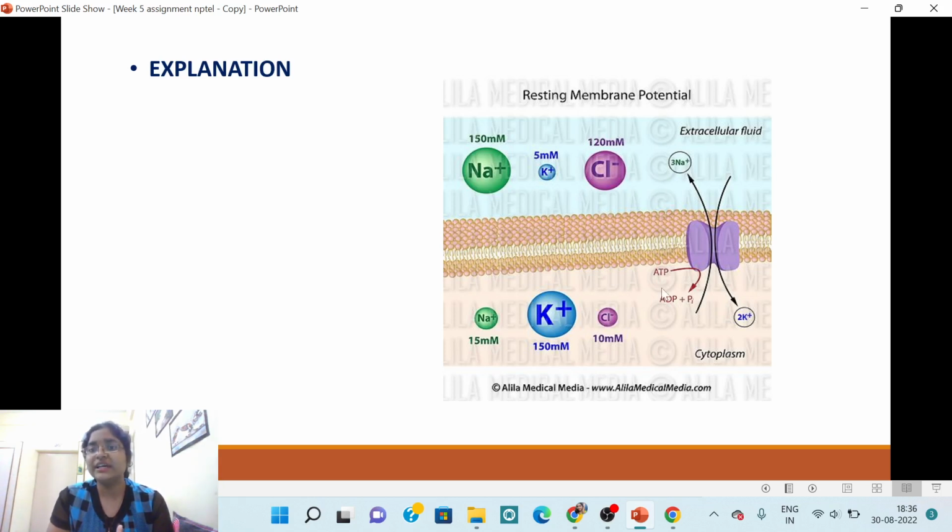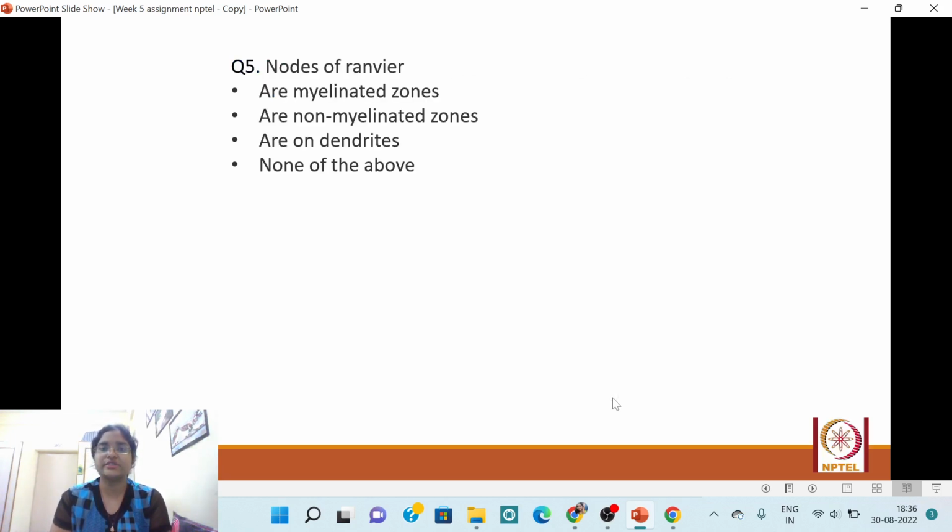So it is the ATPase pump, which through the release of ATP sends 3 Na plus ions outside and helps 2 K plus ions enter the cell. Okay. So through this, the Na plus concentration in the extracellular fluid and K plus concentration in the cytoplasm is balanced. Okay, we'll move on to the next question.